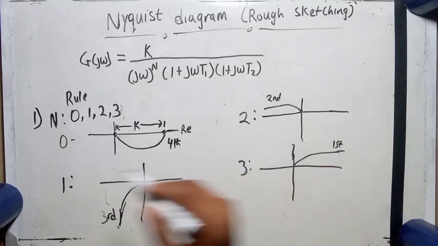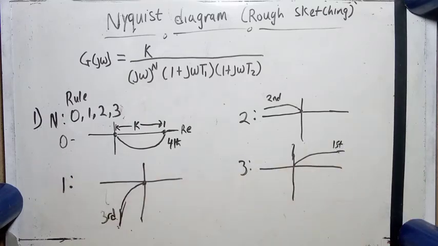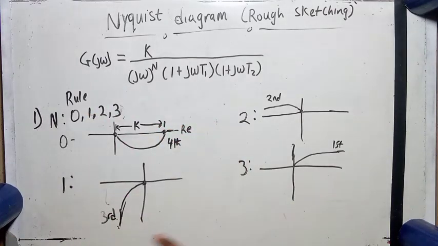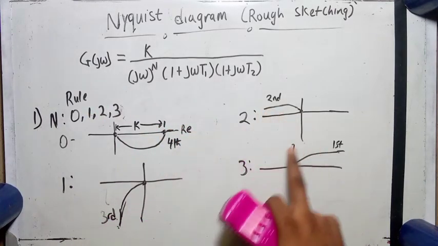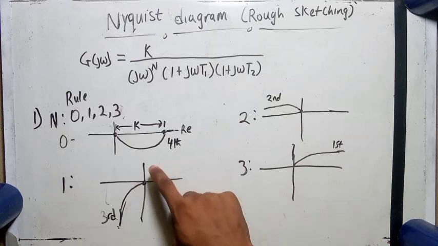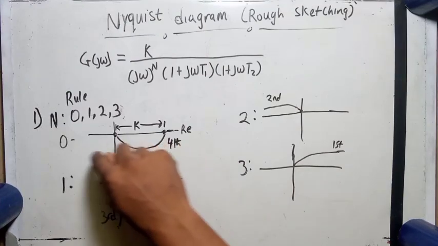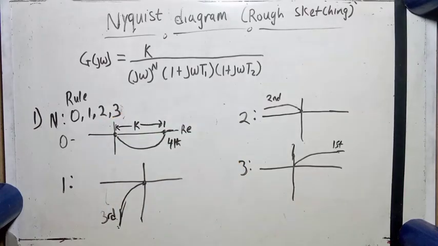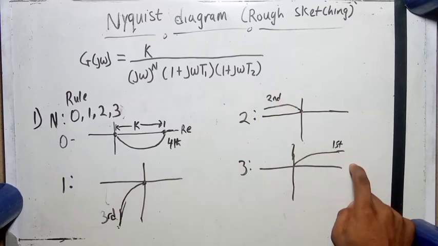Now, these are the rules for the first one. When n is 0, start from this. When it is 1, start from third. When it is 2, start from second. When it is 3, start from first. So you can actually say this, start counting from this order: 1, 2, 3, 0, 1, 2, 3. So this is for 0, this is for 1, this is for 2, this is for 3.